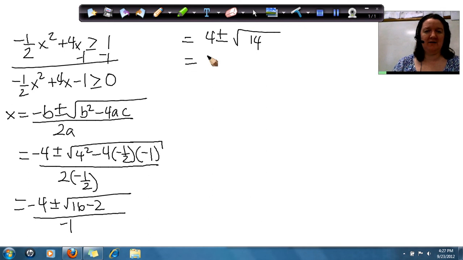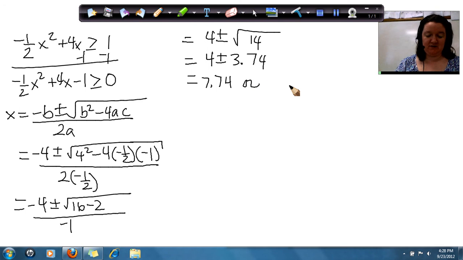And the square root of 14 is not a nice number, so let's use our calculator to figure out what this would be. If I found the square root of 14, it gives me 3.74. So I'm going to say 4 plus or minus 3.74. So that'll give me the two values of 7.74 or 0.26. So let's graph those on a number line.